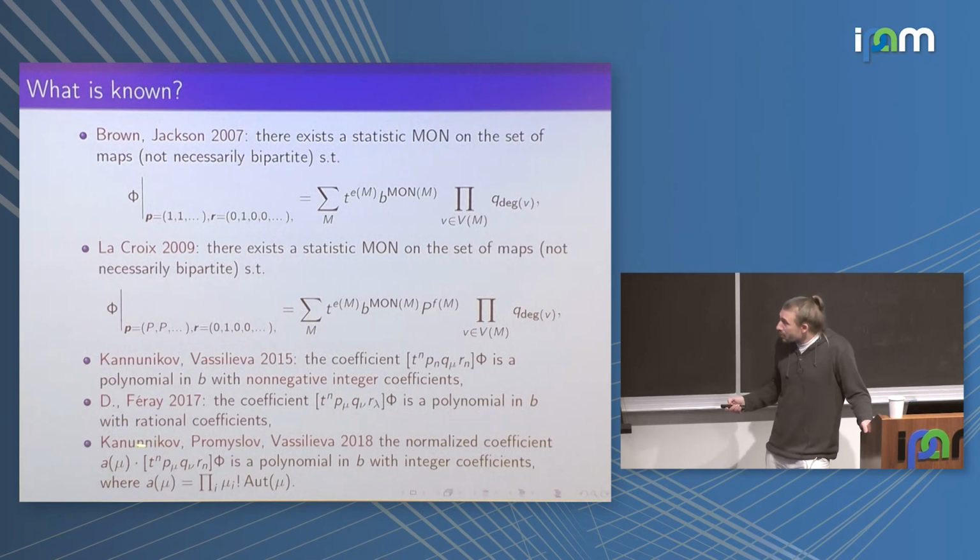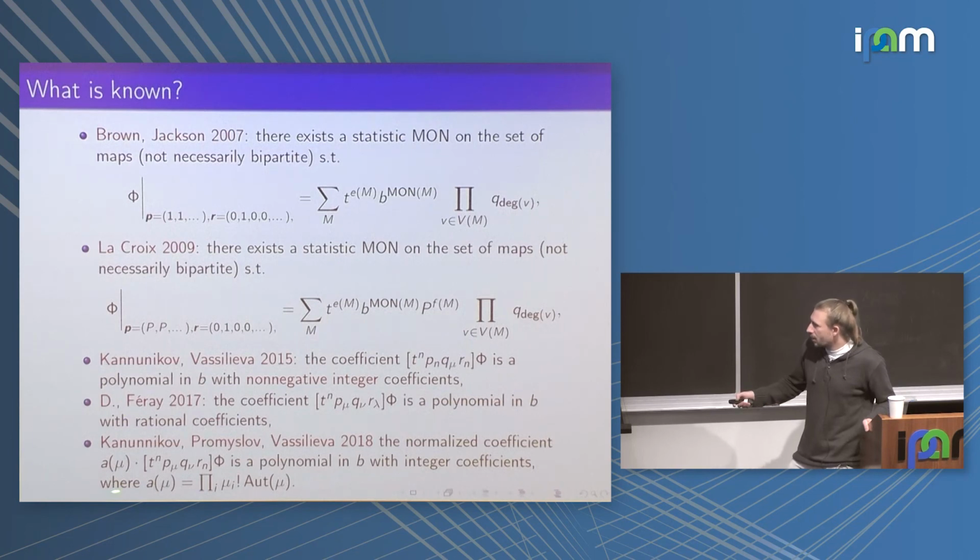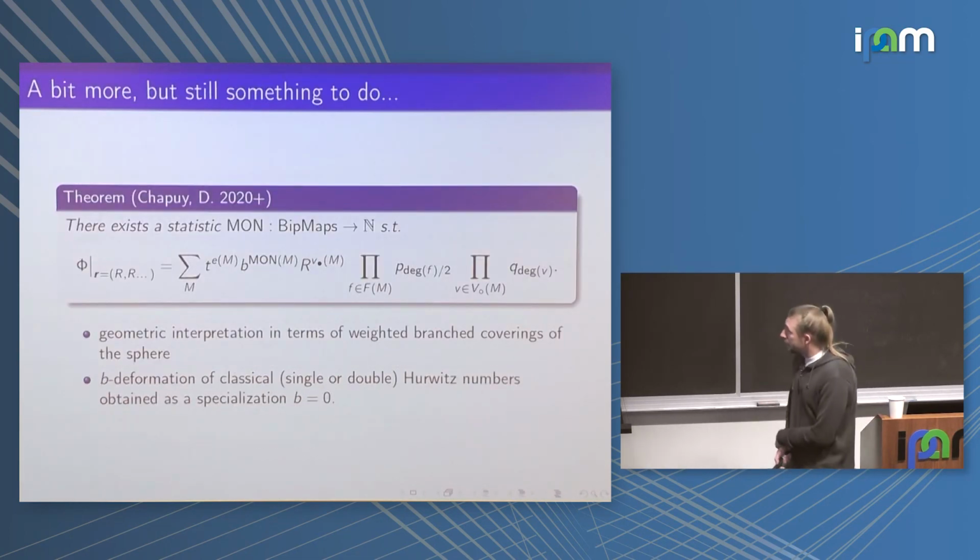And finally, Kanonikov, Promyslov, and Vassilieva proved that a certain coefficient, if you multiply by the automorphism factor, is a polynomial in b with integer coefficients. So you see that there is still a lot of things to do, and this is a work in progress, so not completely finished, but together with Guillaume Chapuis, we can prove the following specialization. Now the only thing that we have to specialize is R. We cannot fully prove the b-conjecture, but almost.